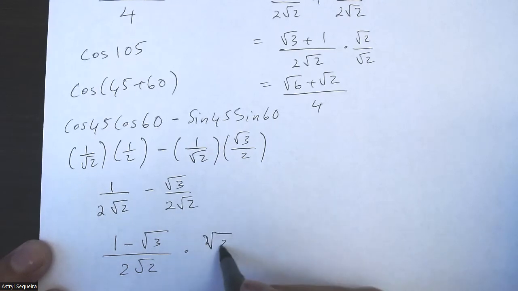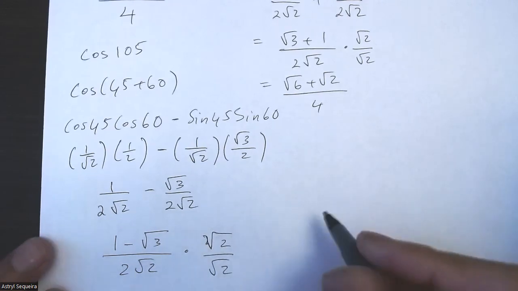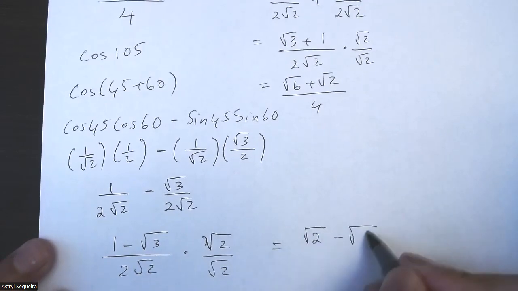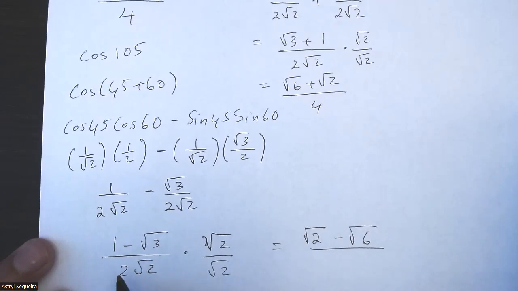Multiply the top and bottom by root 2. And I'll get my final solution as root 2 minus root 6 divided by 2 times 2, which is just 4.